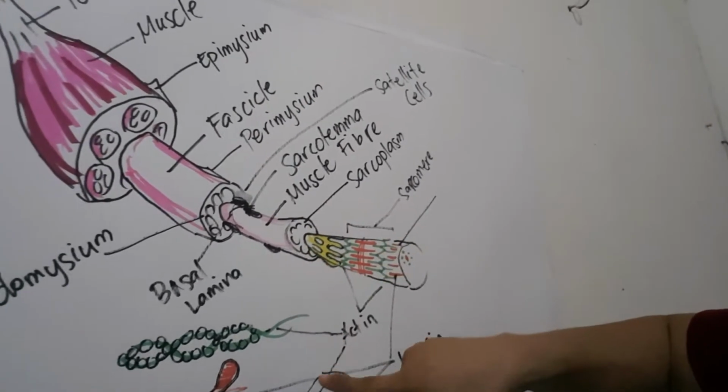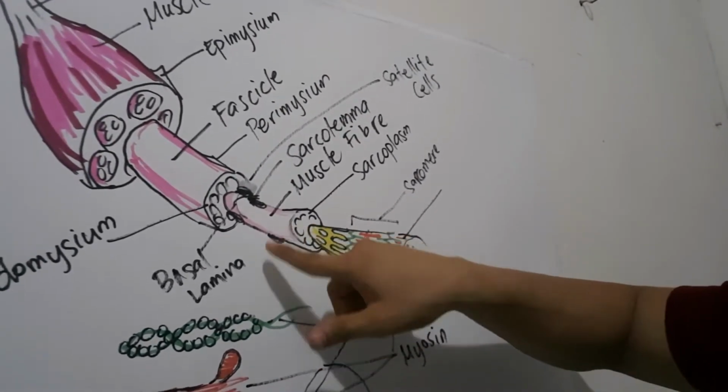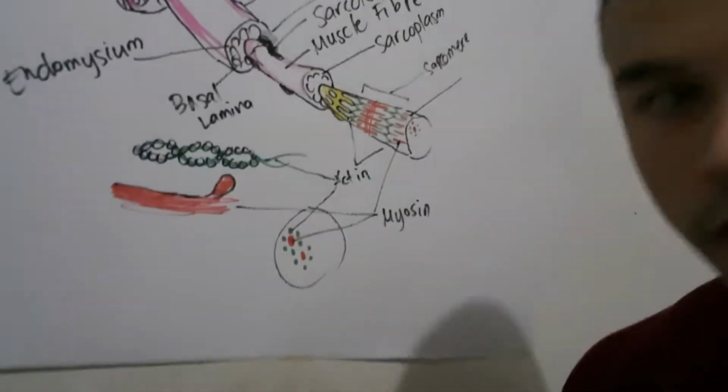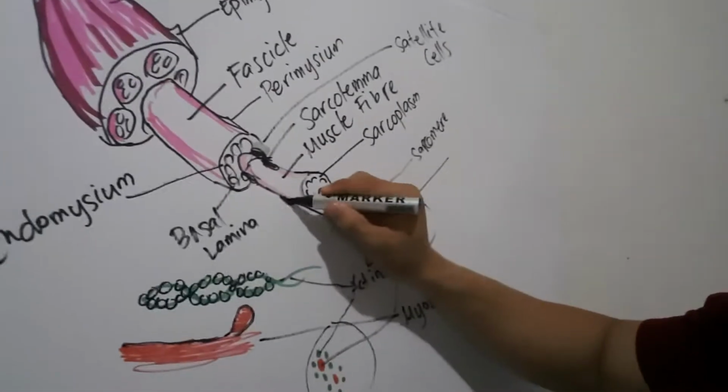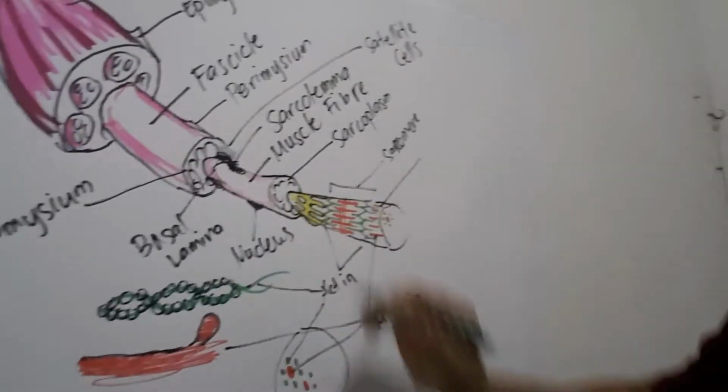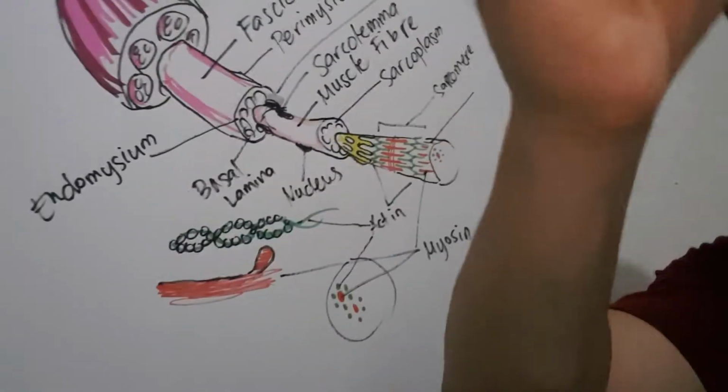Where did I place the label? Okay, I didn't put any label, so I'm going to put a label here. Nucleus. Okay.